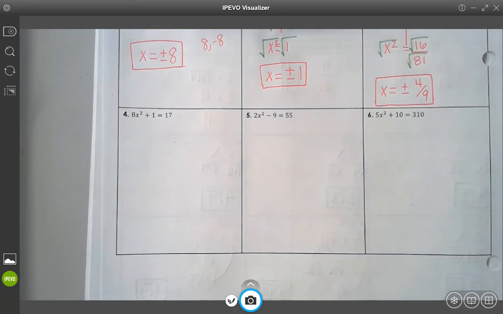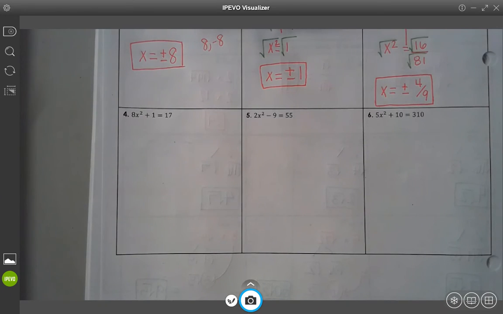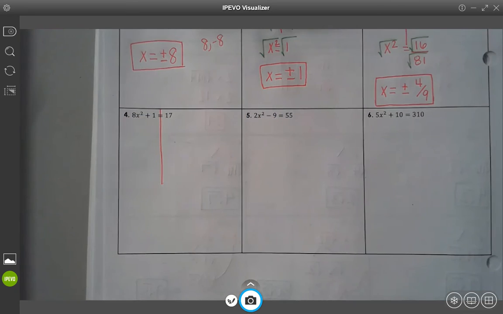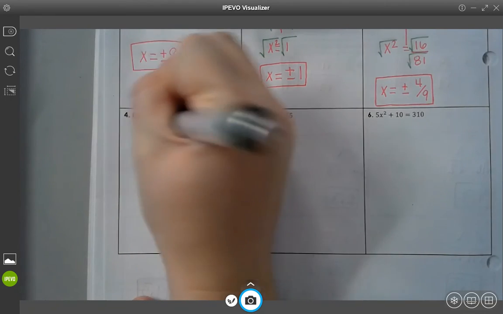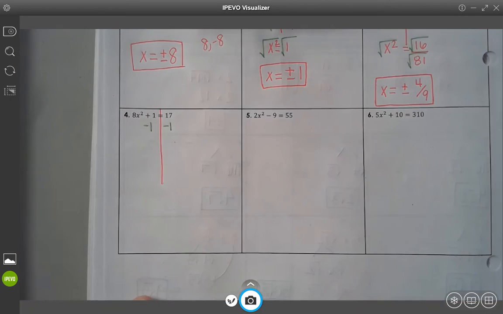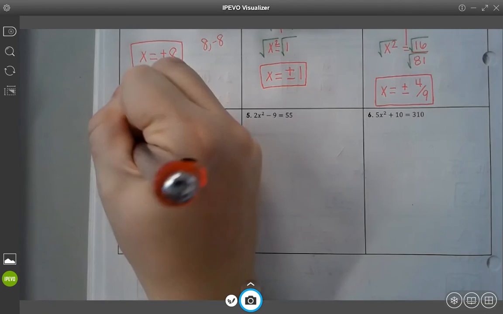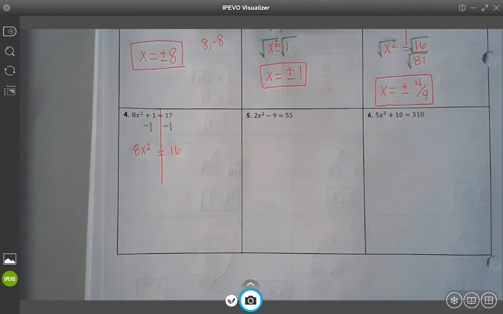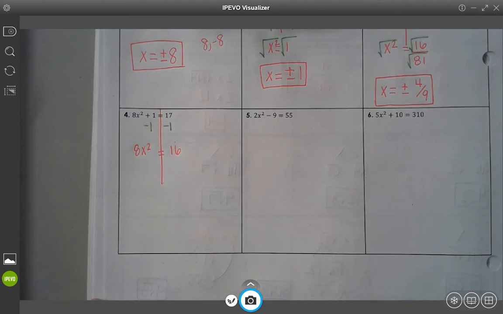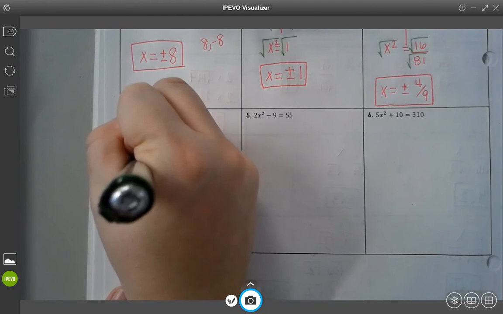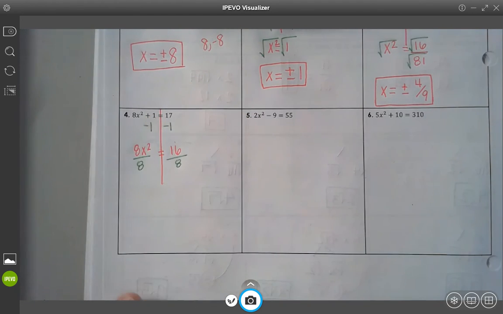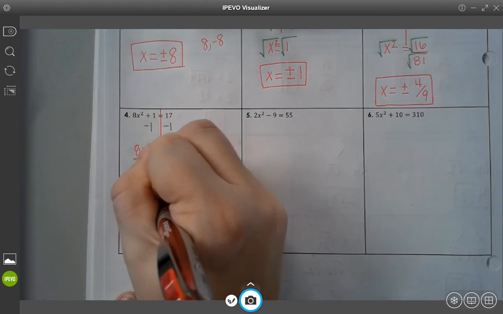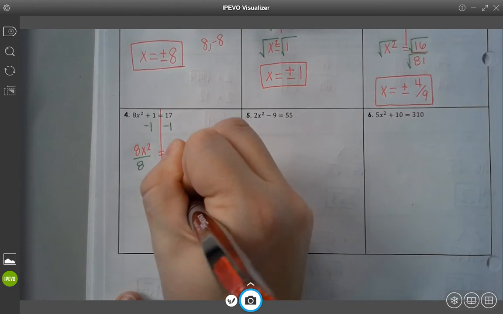Number 4. What's my first step? Yep. Subtract 1. And we get 8x squared equals 16. Then we divide by 8. And we get x squared equals what? 2.